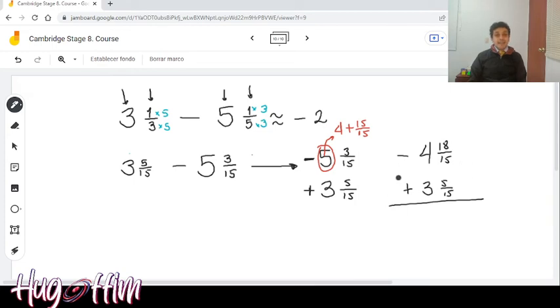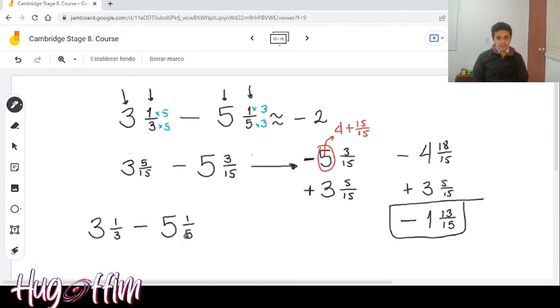And now that I have this subtraction of numbers, I just need to focus on the integers part and the fraction part to be subtracted. So in this case, I'm just going to subtract 4 minus 3 is 1. And 18 minus 5 is 13. So this negative comes here, so 13 over 15. And this is how you have the answer of your subtraction. So this subtraction, 3 and 1/3 minus 5 and 1/5, is going to be equal to -1 and 13 over 15.